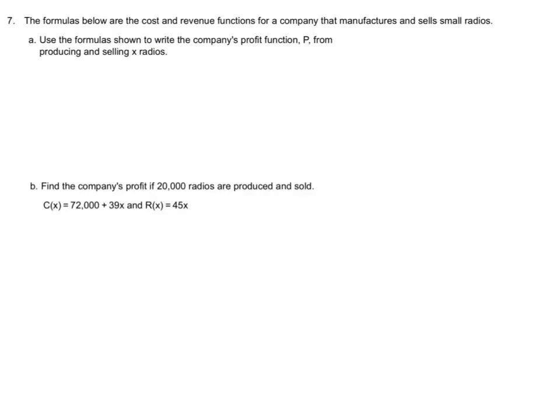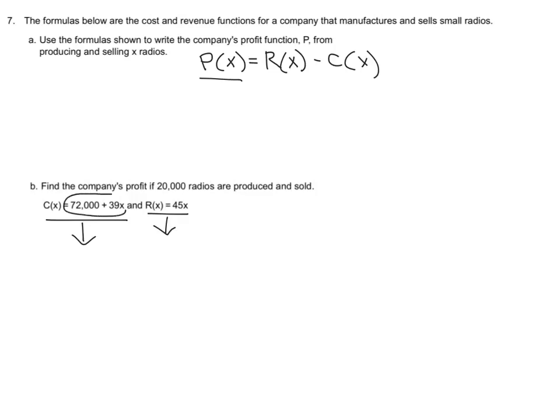The formulas below are the cost and revenue functions for a company that manufactures and sells small radios. Part A, use the formulas shown to write the company's profit function P from producing and selling X radios. The problem gives us the formula or the functions for cost and revenue. The profit is P of X equals R of X minus C of X. So we're going to substitute C of x and R of x into the equation for profit and simplify.